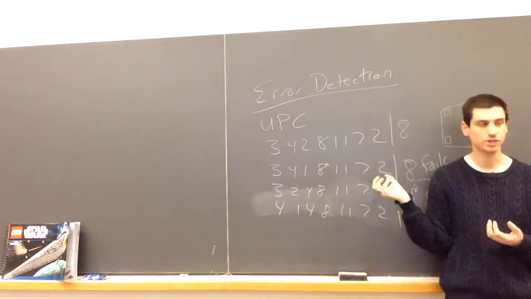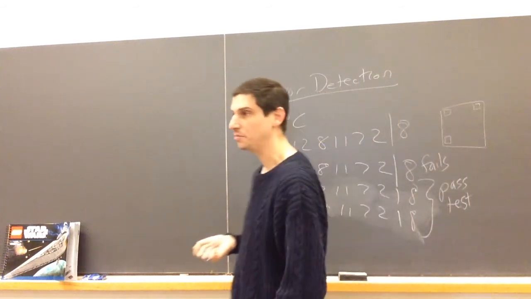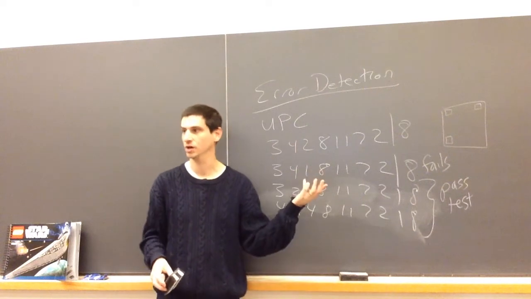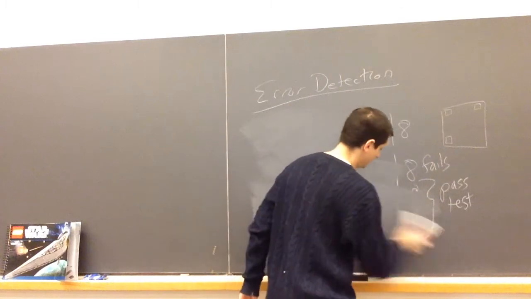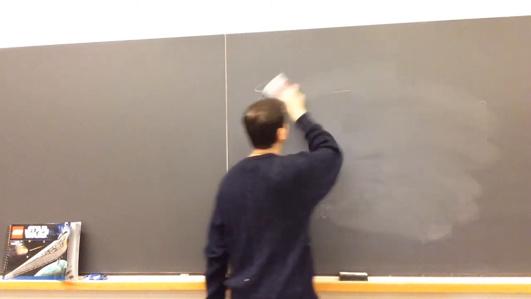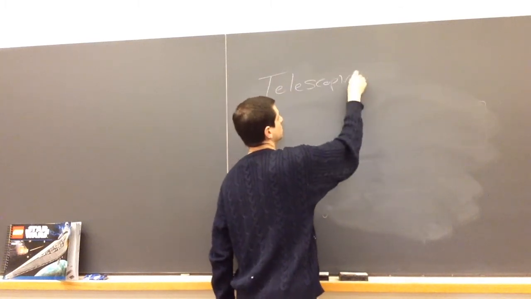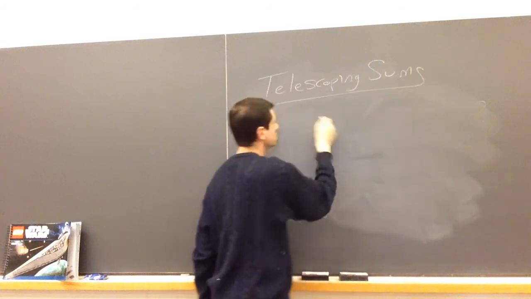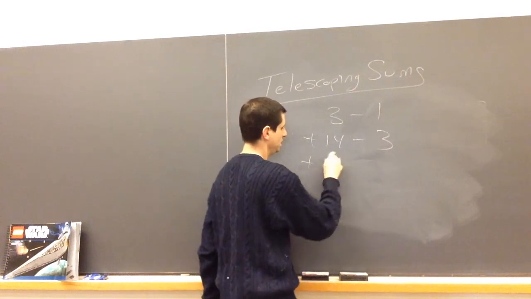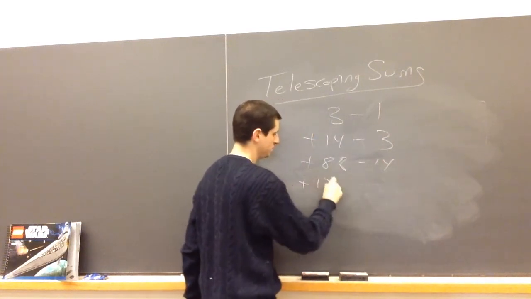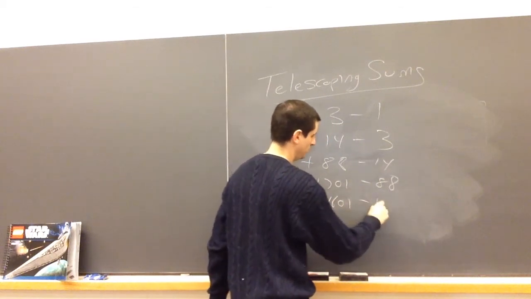Sometimes you can actually do calculations that might seem like they're going to take more work, but actually take less work by just grouping things well. And so I'll leave check digits right here and just quickly talk about maybe efficient calculations. So let's say I want to calculate 3 minus 1 plus 14 minus 3 plus 88 minus 14 plus 1701 minus 88 plus 24601 minus 1701.